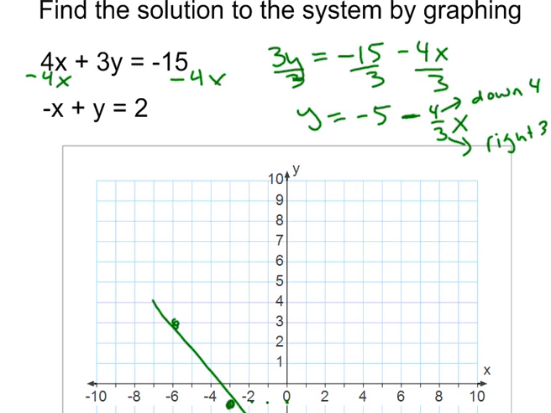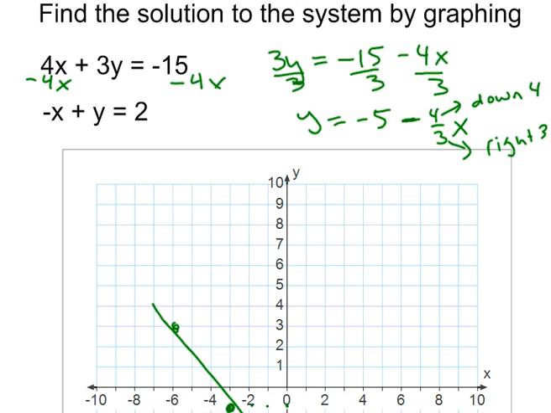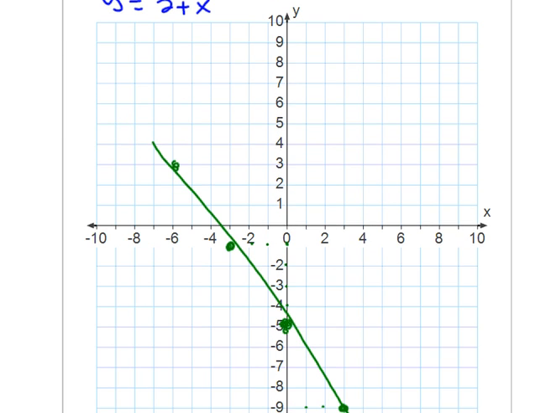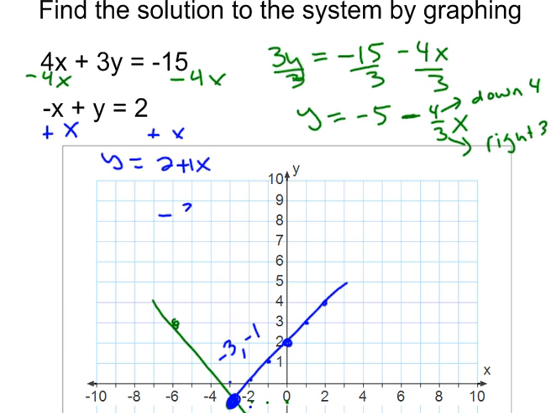All right, and then I do the same thing with this one. I solve, so I'm going to add x over, and I get y equals 2 plus x. And so I'm going to start at 2. And I know my slope is 1, so I go up 1 over 1, or down 1 over 1, and you can see those two lines intersect at the point 1, 2, 3, -3, -1. And so the solution to this system is -3, -1.